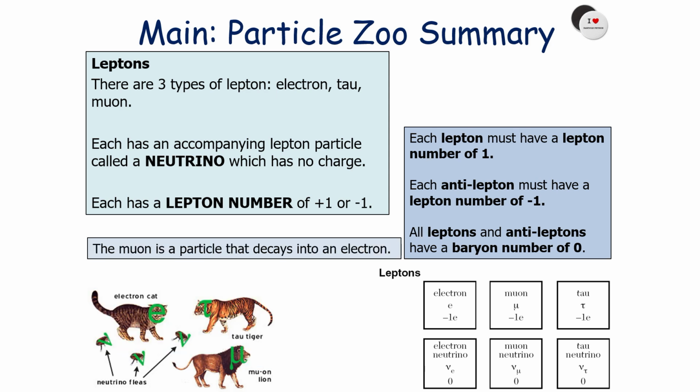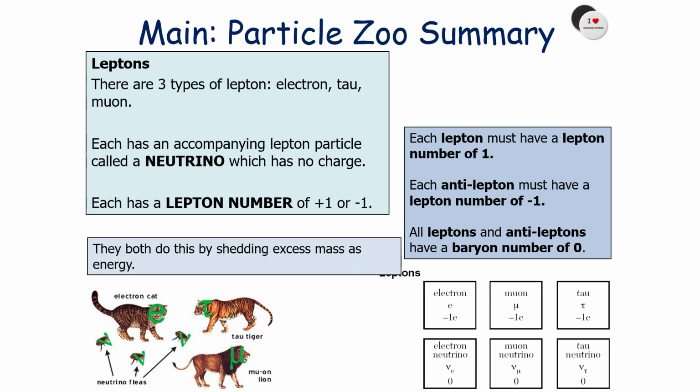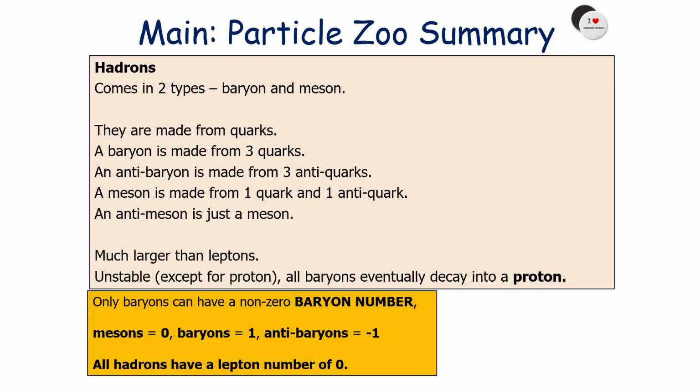So a muon is a particle that decays into an electron, a tau is a particle that decays into electrons, and they both do this by shedding excess mass as energy. Now hadrons come in two types, baryons and mesons. They're both made from quarks: a baryon 3 quarks, a meson 1 quark 1 antiquark. So an antimeson is just a meson.